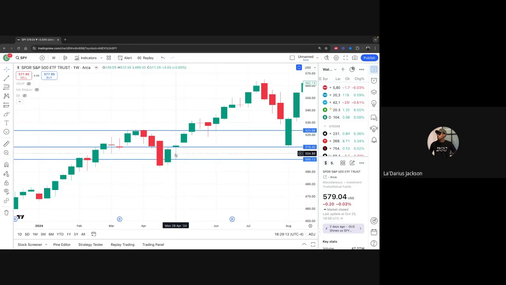The next day, it pulled back on the wick. It tested that support that was established from this candle here, and then it climbed its way back up and closed right above resistance. So it broke through resistance and it closed on resistance.